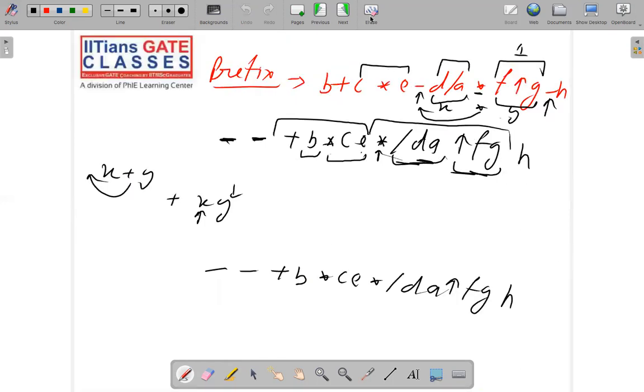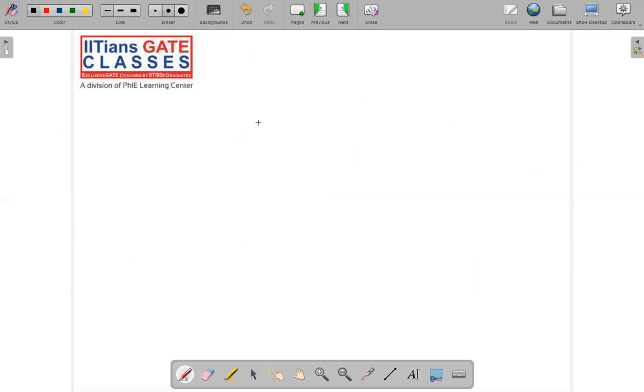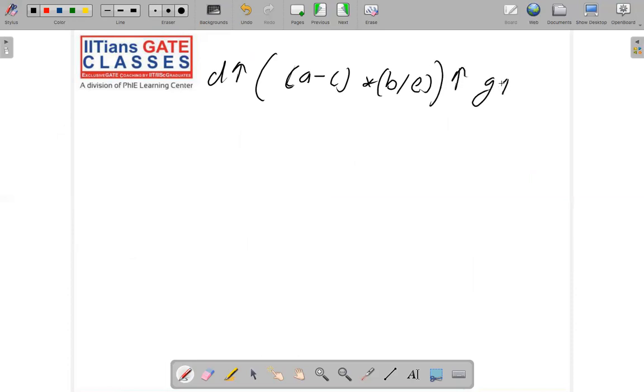Now let's see one more example of infix to postfix, where we are given braces. Braces have highest precedence, and they are left associative. Unless it is given in the question that they are not left associative, always consider braces to be left associative, and braces have highest precedence.